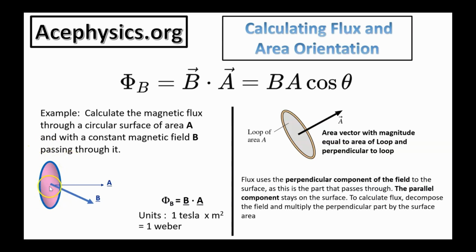So imagine this is a surface, this is the area vector, this is the magnetic field vector. The magnetic field vector is made out of some component which is parallel to the surface and some component which is perpendicular or pierces the surface. If the field is parallel to the surface, it just skims across and doesn't contribute to the flux. Only the field lines piercing directly through the surface area count. This perpendicular component is what we define as how much field is passing through.